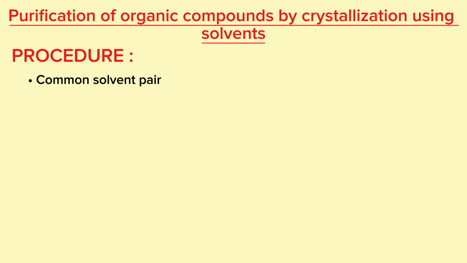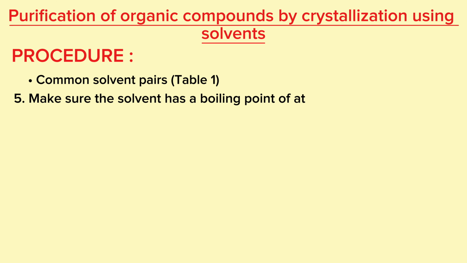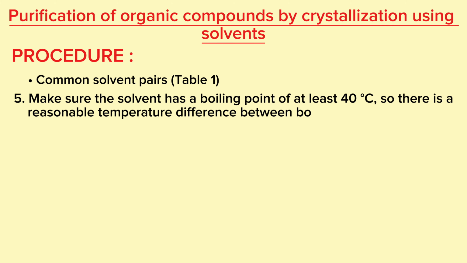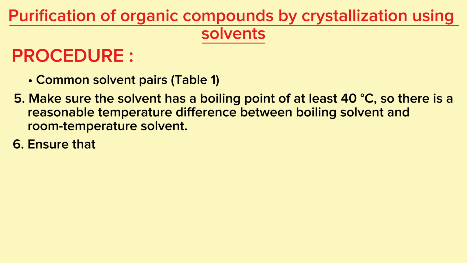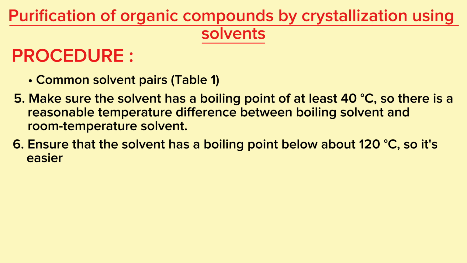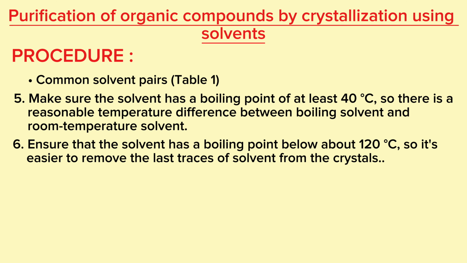Common solvent pairs, Table 1. Make sure the solvent has a boiling point of at least 40 degrees Celsius, so there is a reasonable temperature difference between boiling solvent and room temperature solvent. Ensure that the solvent has a boiling point below about 120 degrees Celsius, so it's easier to remove the last traces of solvent from the crystals.